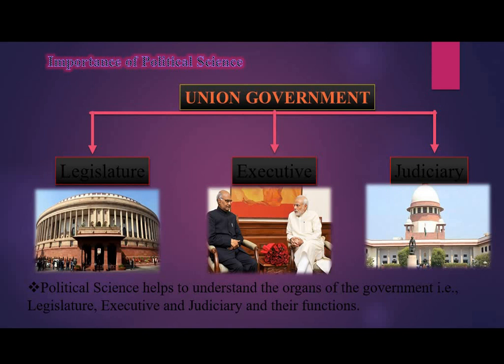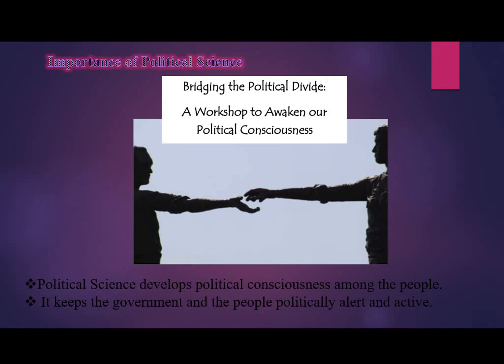Political science helps us to understand the organs, the parts of the government, that is the legislature, executive and the judiciary, and their functions. I mean, what do they actually do? All that we're going to study and understand here in the importance of political science. Political science develops political consciousness among the people. It keeps the government and the people politically alert and active. So it keeps people conscious of which government is running in their state, and people will be alert to what exactly is happening in our state in terms of politics.